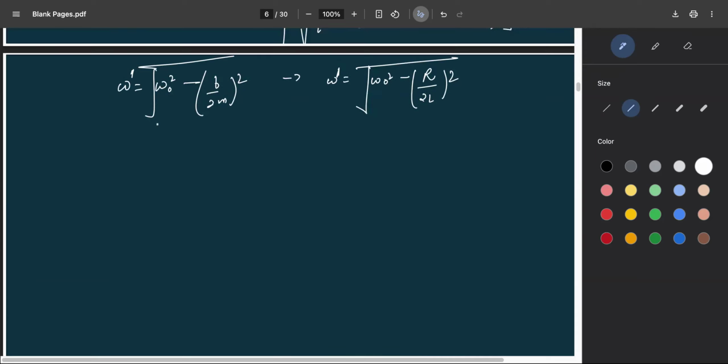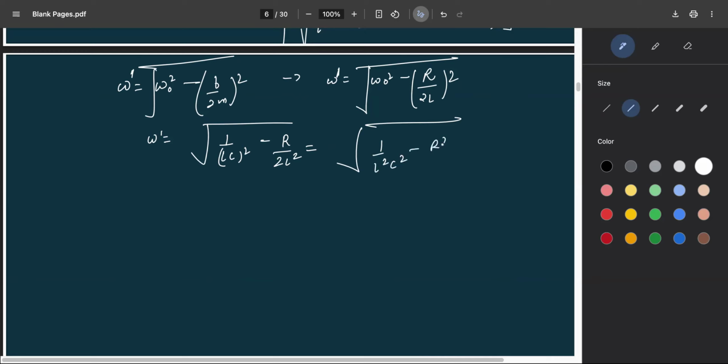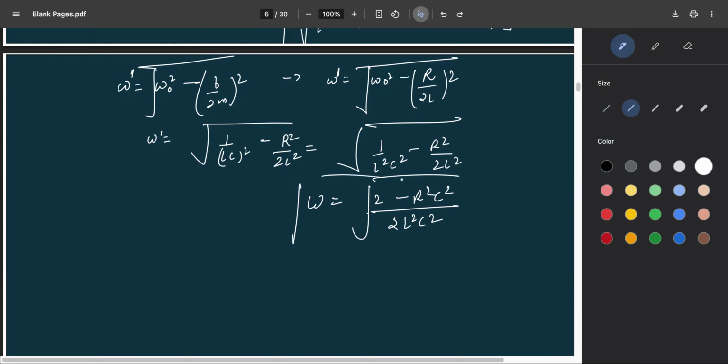Okay, so let's open it once. What is the earlier omega naught? That is 1 by LC, square. Then R by 2L, this is square. So you get something like 1 by L square C square minus R square divided by 2L square. At the end of the day, L is common in both cases, and 2 is not common in both cases. So it will be 2 minus R square C square divided by 2L square C square. This is the omega you are going to get in damped LC oscillations.